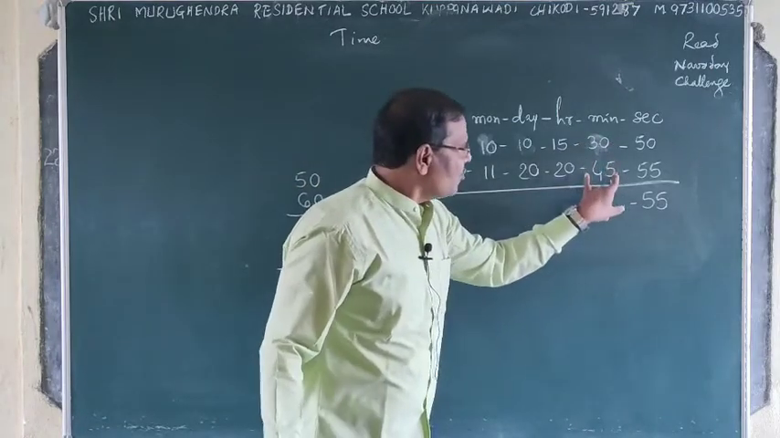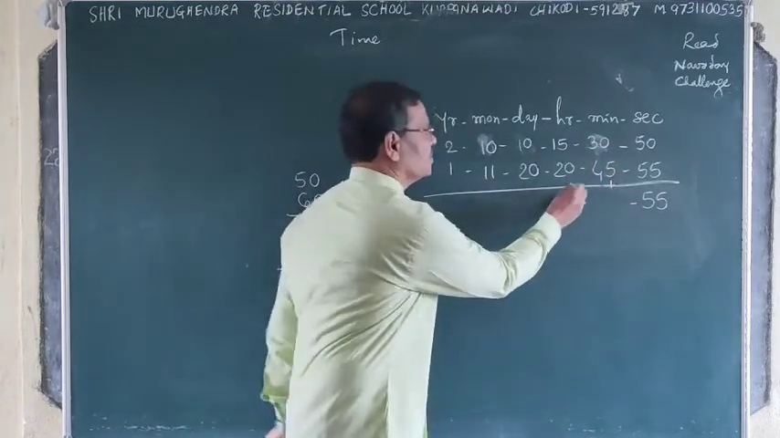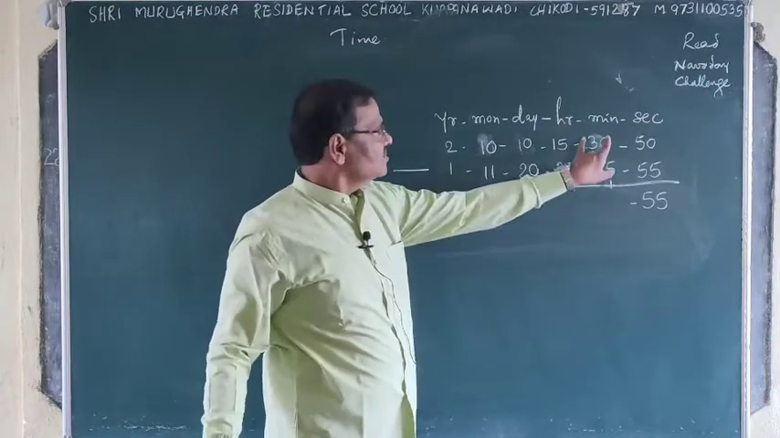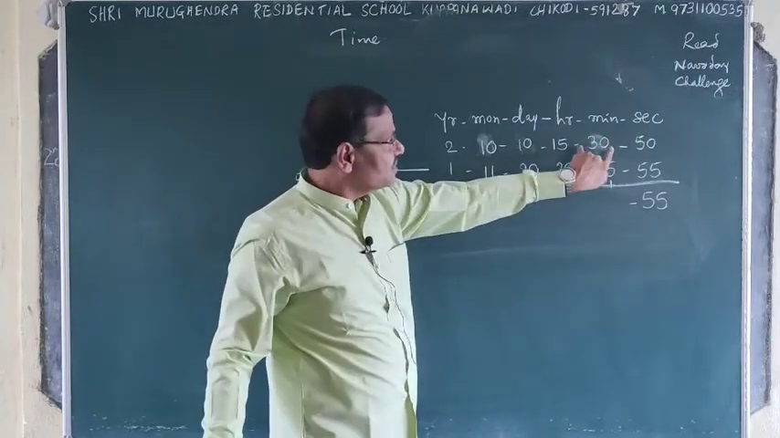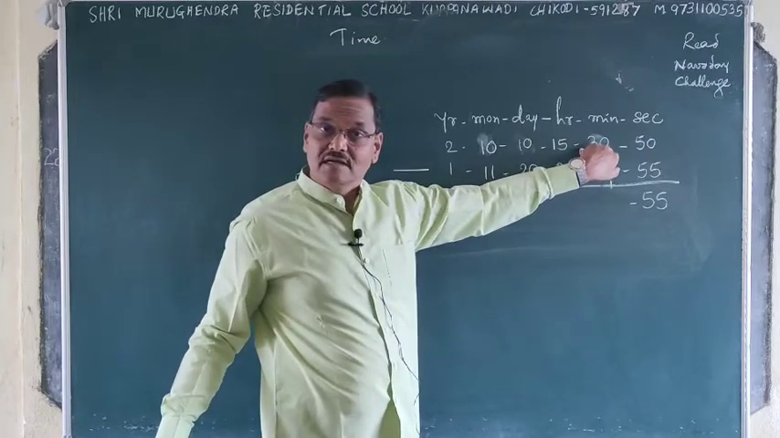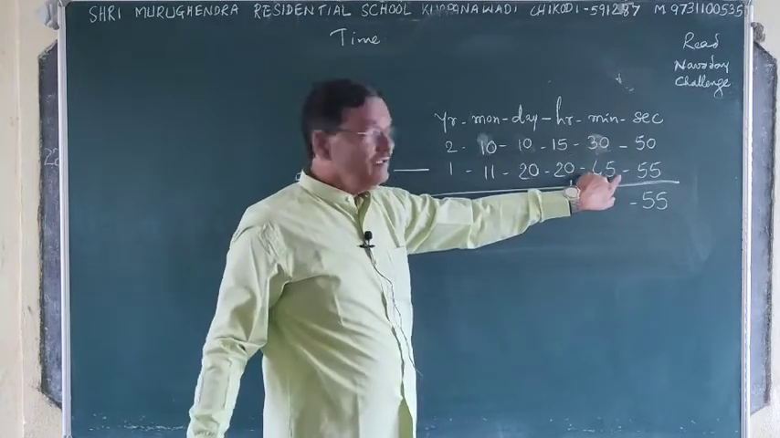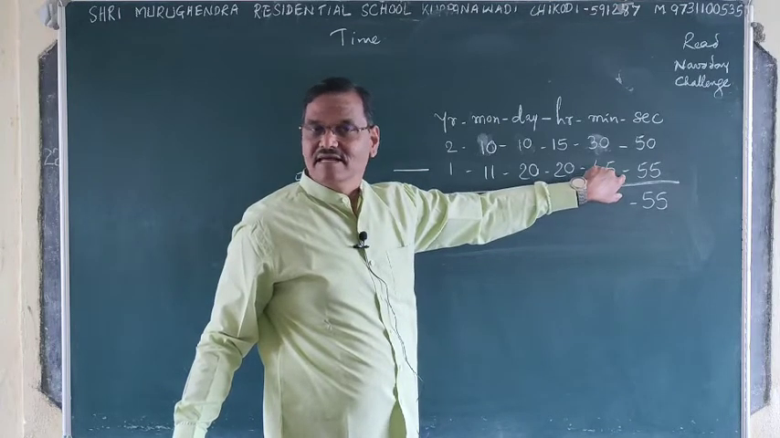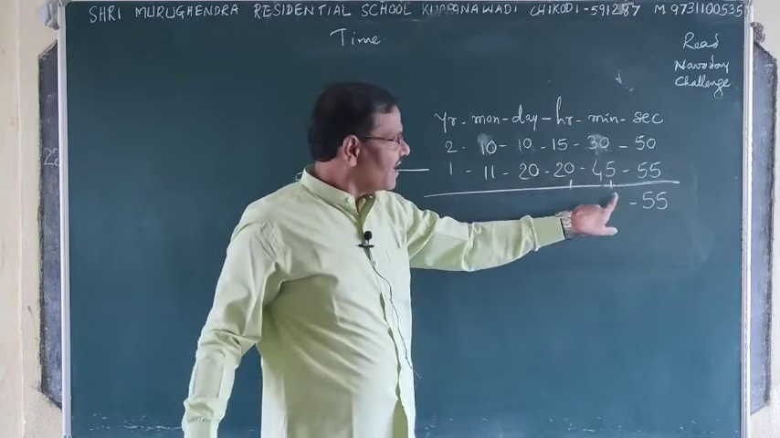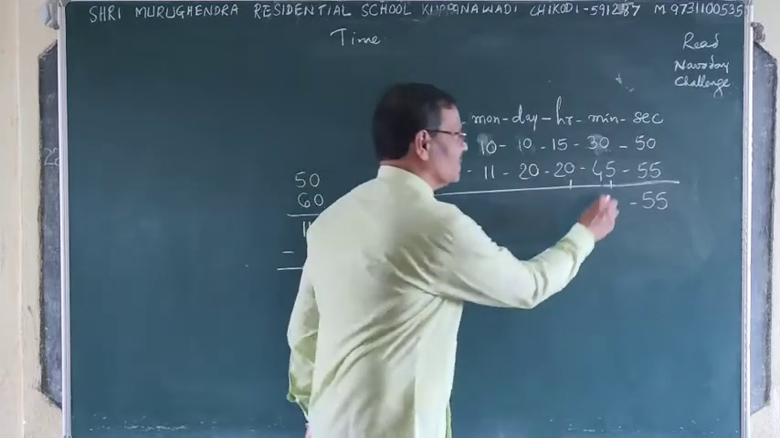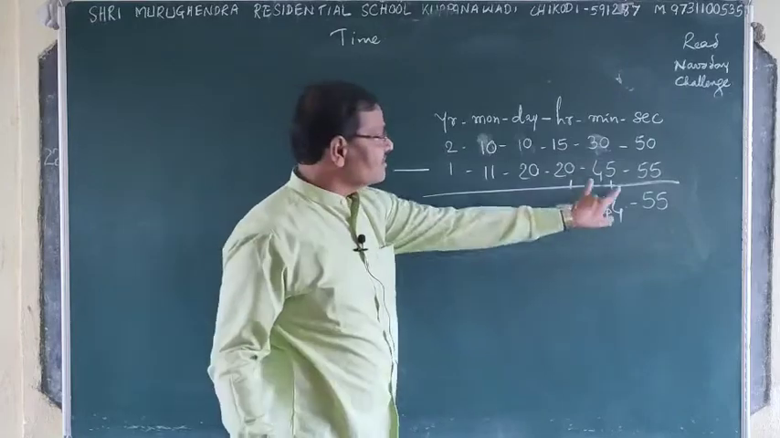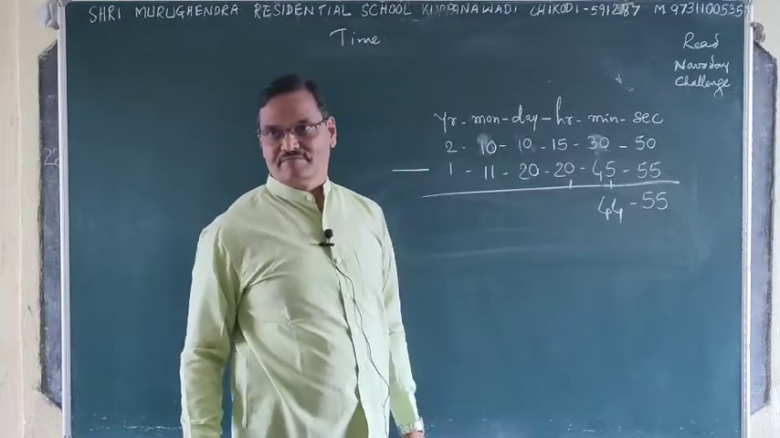And 30 minus 46 it is. So we are taking 1 hour. 1 hour means 60 minutes. 60 plus this 30 is 90. 90 less 46, that is 44. Again, since 1 is reduced, here it is 44.